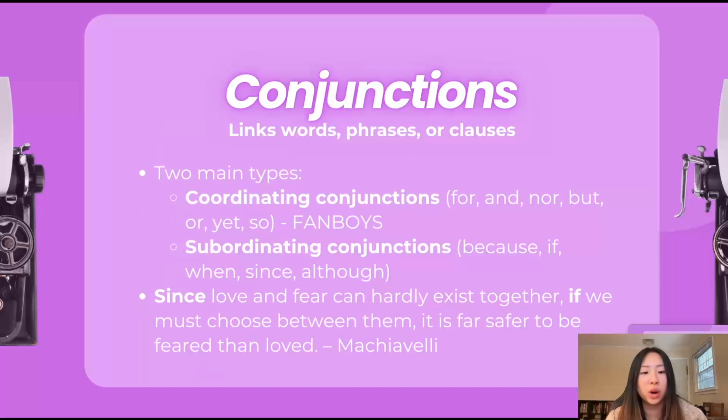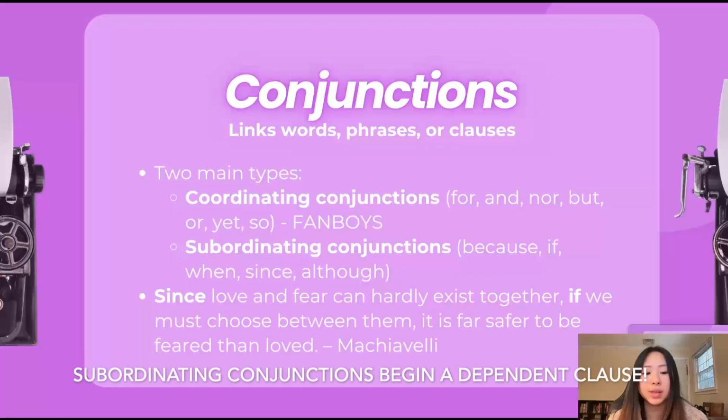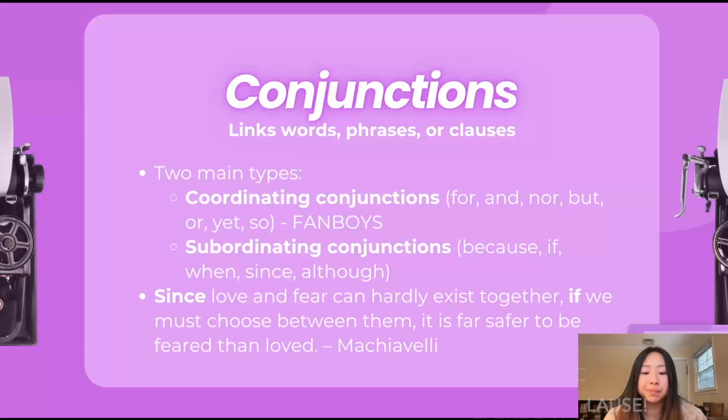Conjunctions link words, phrases, or clauses. There are two main types of conjunctions. Coordinating conjunctions are for, and, nor, but, or, yet, so, and those can be represented using the acronym FANBOYS. There are also subordinating conjunctions, which are because, if, when, since, although. One sentence where we can see them in use is Machiavelli's, in which he argues, "Since love and fear can hardly exist together, if we must choose between them, it is far safer to be feared than loved." In that sentence, since and if are the two conjunctions.